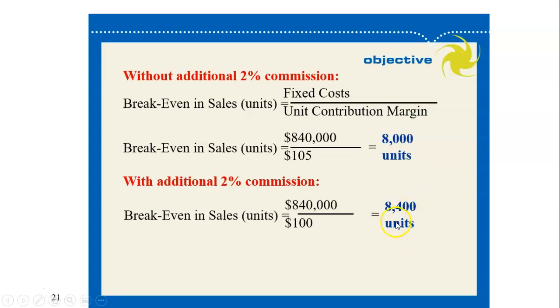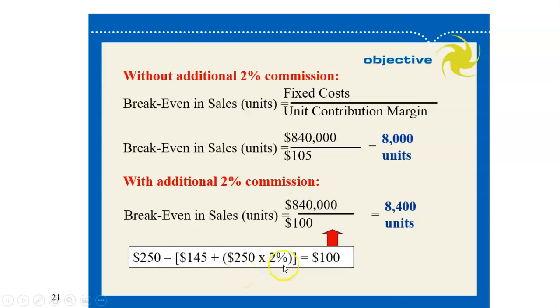If it's touch and go, then we're not going to do this extra commission. We'll just let it go. Otherwise, if we think, oh yeah, if we offer them the extra commission, for sure they'll sell 2,000 extra units, and so then we would definitely go forward with that.